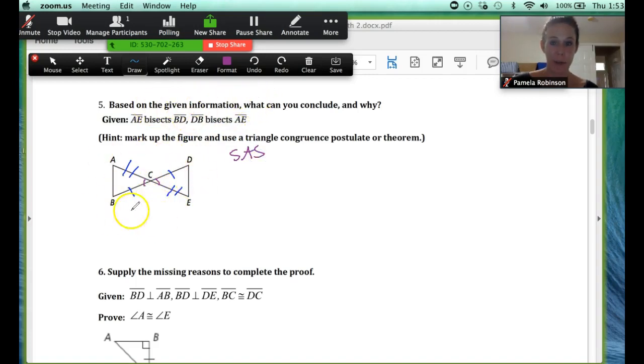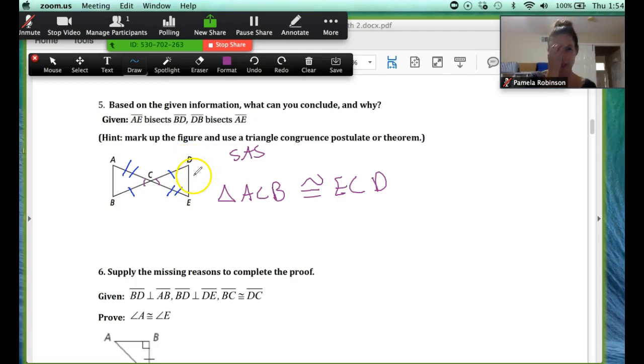So based on the given information, what can you conclude and why? Well, I'm going to go ahead and say triangle ACB is congruent. Now, since I started up here with A, where the double marking is, and went to C, this side first, it's congruent to this side. So I start here with E, where the double marking is, and go to C. So I'm going to go E, C, D. So ACB is congruent to ECD. Label it in the correct order.